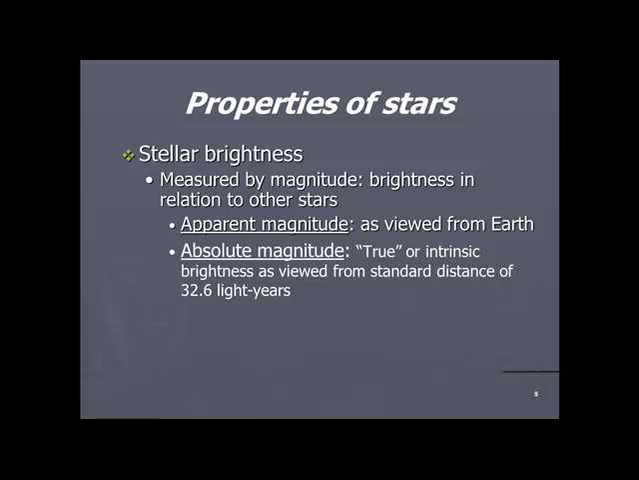In order to do this, you have to standardize the distance away that you measure an item. The distance that was picked by scientists is 32.6 light years away from the star, which is used to measure the brightness of it.